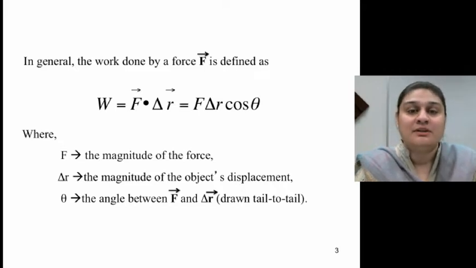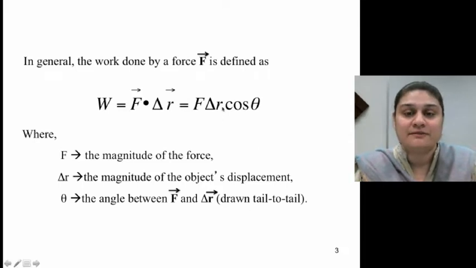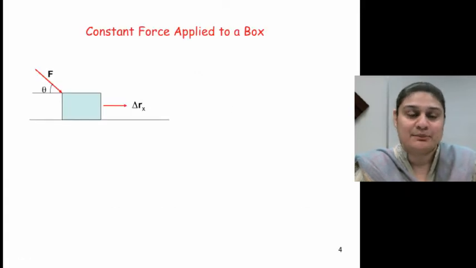Mathematically, the work done by a force is defined as F dot dr, where dr is the displacement and the dot is the vector dot product, which by definition is given by F delta r cosine theta, where F is the magnitude of the force, delta r is the magnitude of the object's displacement, and theta is the angle between F and r.